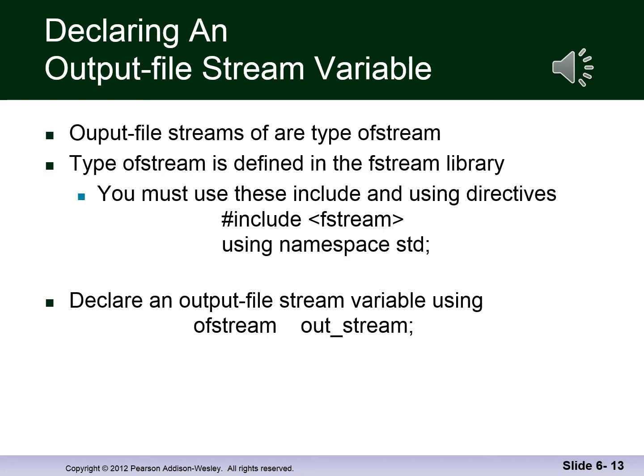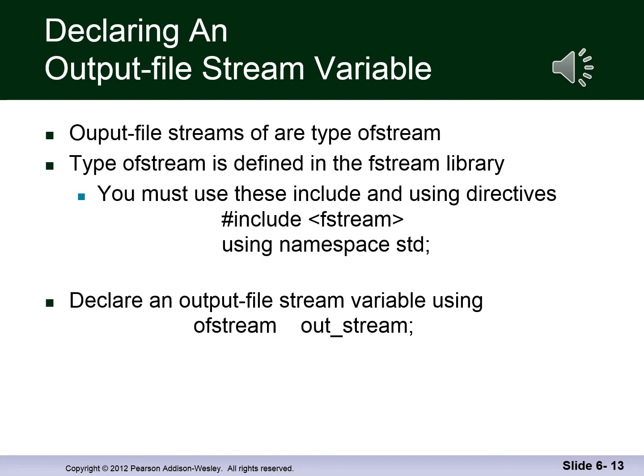And we use the same process to declare an output file stream variable. Output file streams are of type ofstream, and they are defined in the fstream library. So you would include the fstream directive and using namespace std, and to declare an output file stream variable, ofstream out_stream is used to declare an output stream variable called out_stream, very similar to an input file stream.